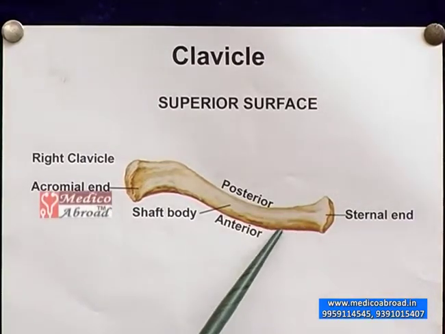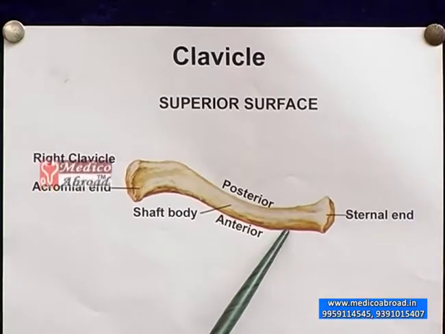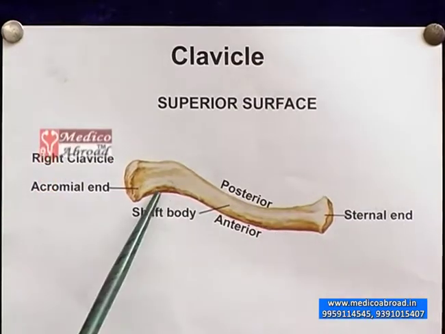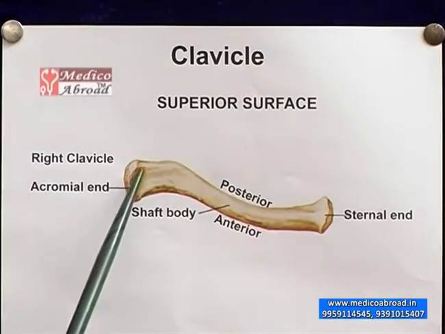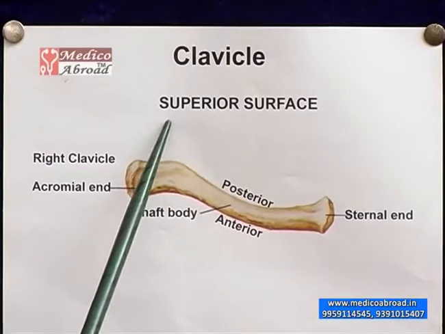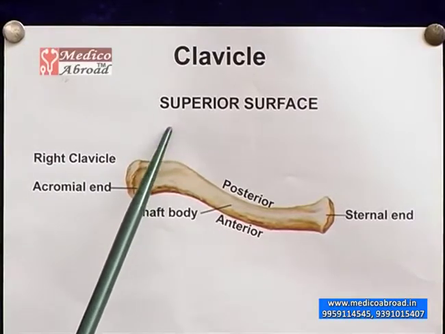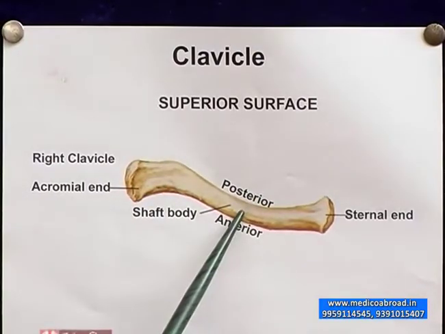So this clavicle is actually held in place by pectoralis major, deltoid, sternocleidomastoid upwards, and the trapezius, which is behind or posterior to the bone. So this is your superior surface of the clavicle.